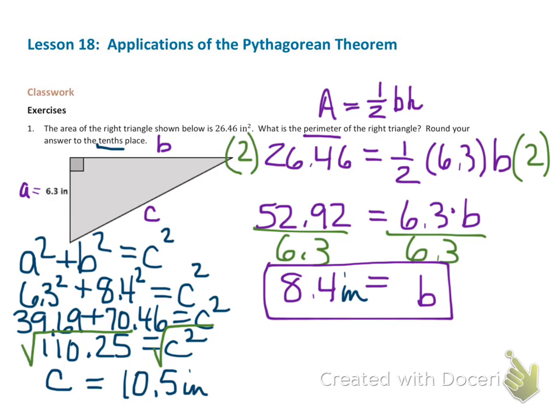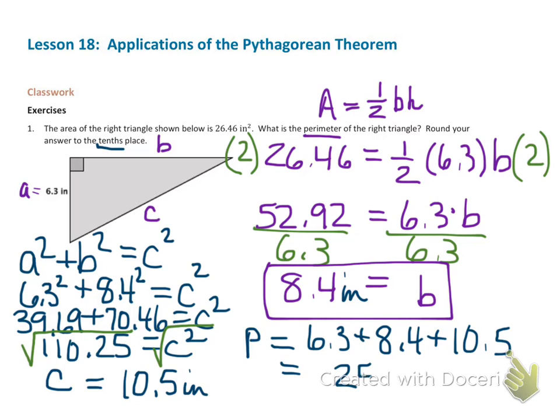So now I can find the perimeter. The perimeter is equal to 6.3 plus 8.4 plus 10.5. Add all those together, and I get 25.2 inches for my perimeter. Okay, so that required the Pythagorean theorem, but we also had to know about the area formula for the triangle as well.